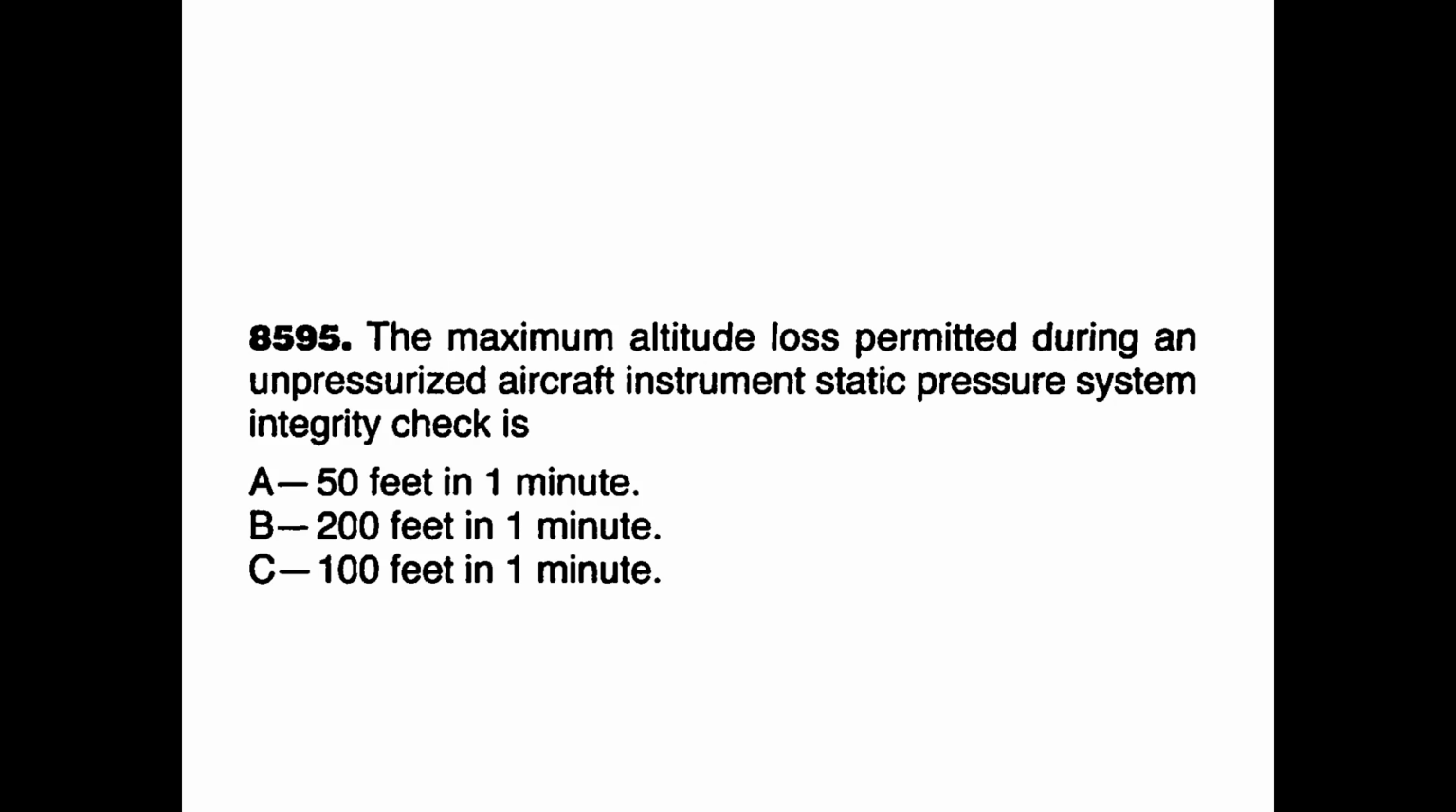The maximum altitude loss permitted during an unpressurized aircraft instrument static pressure system integrity check is, so what were those limits again? All three are asking for 1 minute. So was it 50 feet, 200 feet, or 100 feet? It was 100 feet per minute. Down from 1,000 down to 900 would be unacceptable in a minute. Ideally, it should hold the full 1,000 for the full minute. I mean, I'm not that crazy about any leakage.